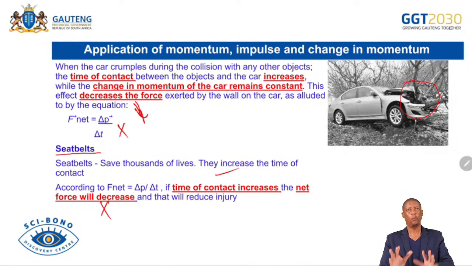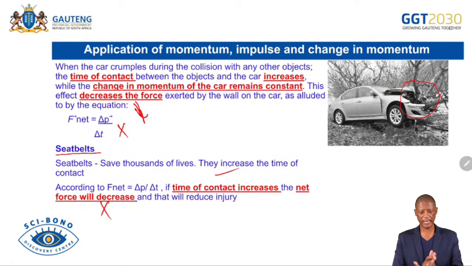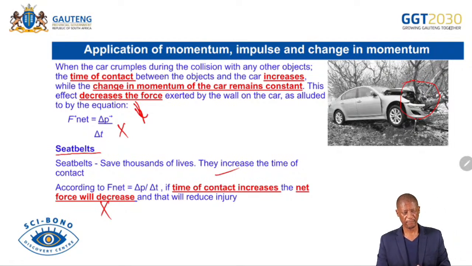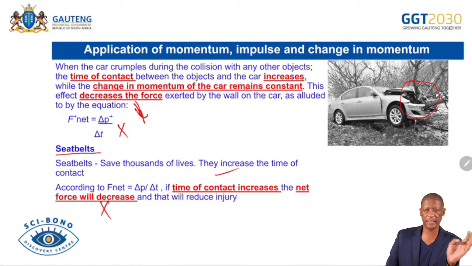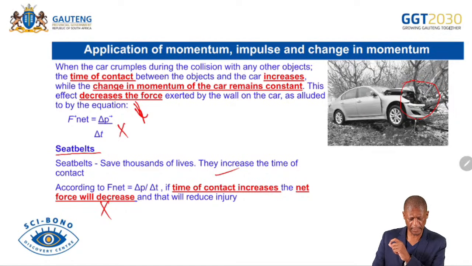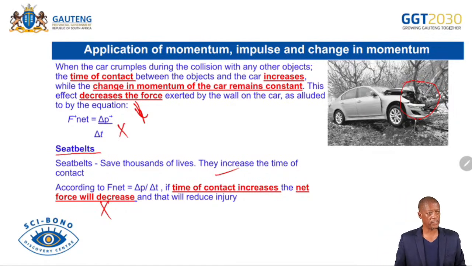That is all that you need to give answer to. When there is a contact, then the contact time becomes longer, or it increases. But what happened to the change in momentum? It stays the same. And then what happens to the force? It decreases. That is very important. That's what you need to understand.